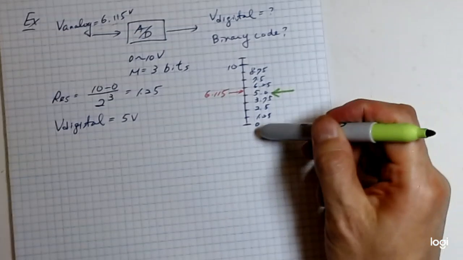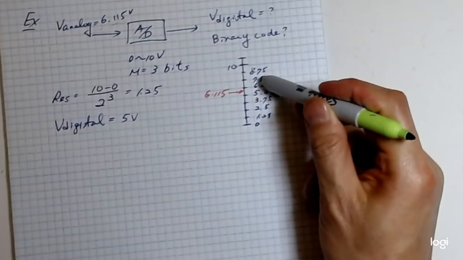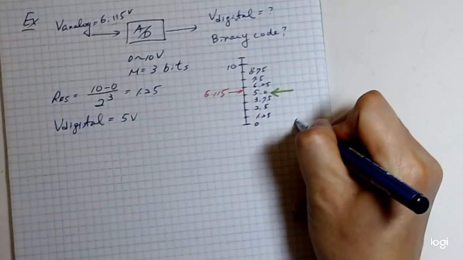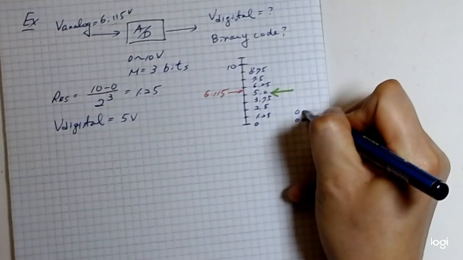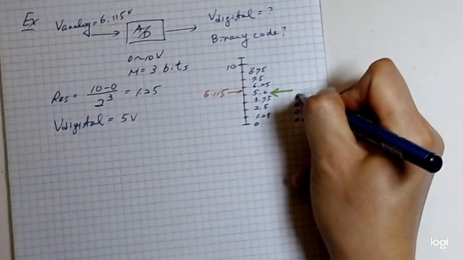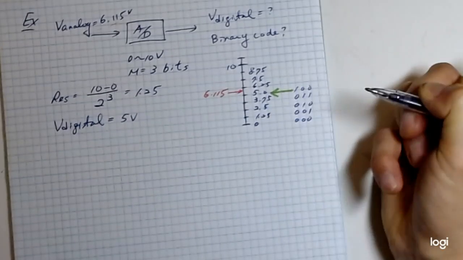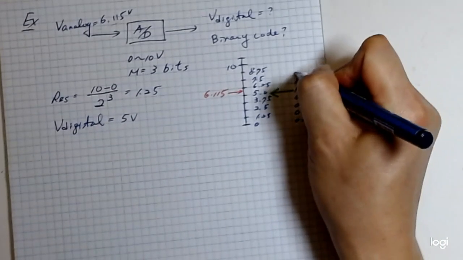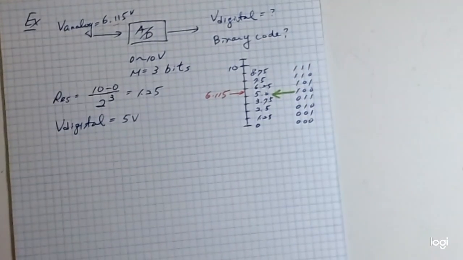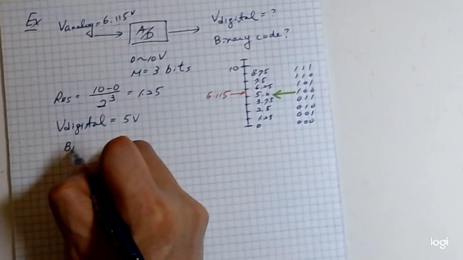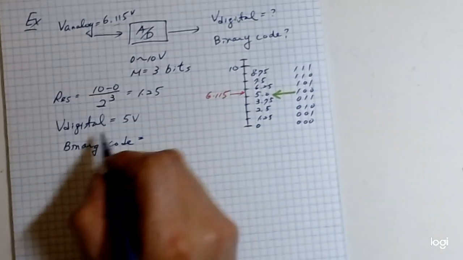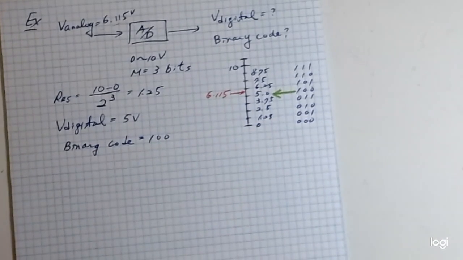Of course, you have 1, 2, 3, 4, 5, 6, 7, 8, 8 numbers you represent in binary 3 bit. You have 000, 001, 010, 011, 100, 101, 110, 111. So of course the corresponding binary code would be 100. Okay.